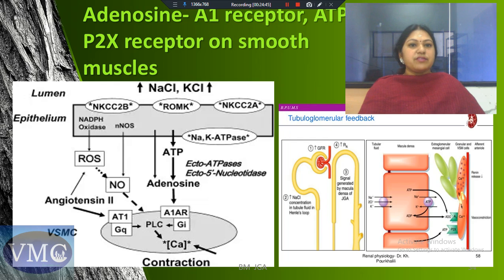So the adenosine 1 receptor and the ATP P2X receptor are on the smooth muscles. Remember this. So this is a smooth muscle. ATP is acting on the receptors, causing calcium influx and contraction. Angiotensin 2 receptors are also present here, and that also activates calcium. So sodium chloride, ATP formation, and receptors on the smooth muscles cause contraction. It can be directly like this or through the extraglomerular mesangial cells.